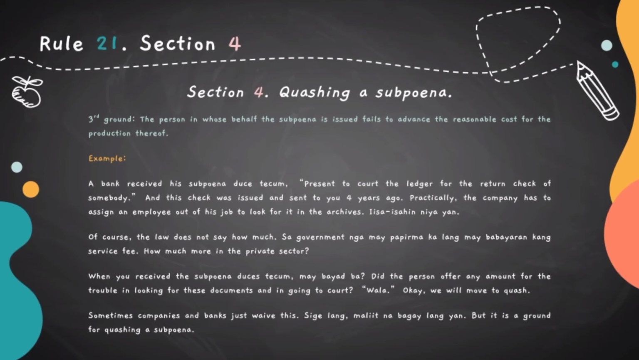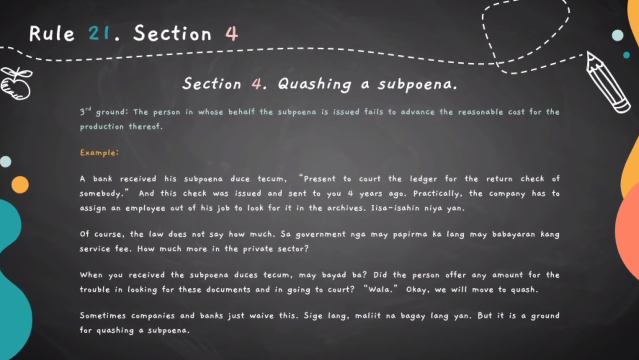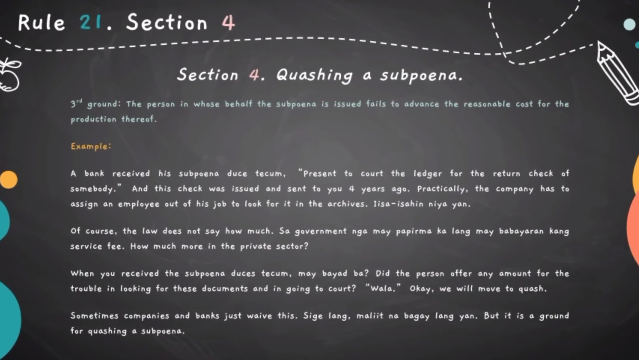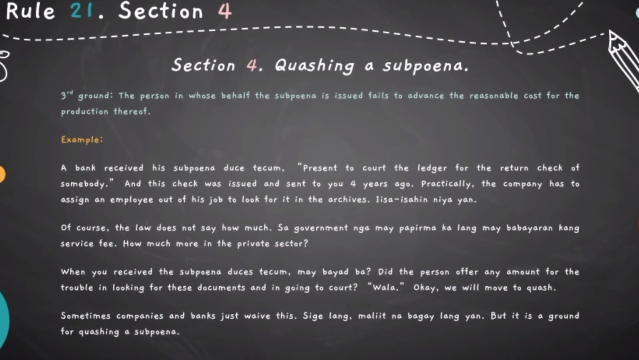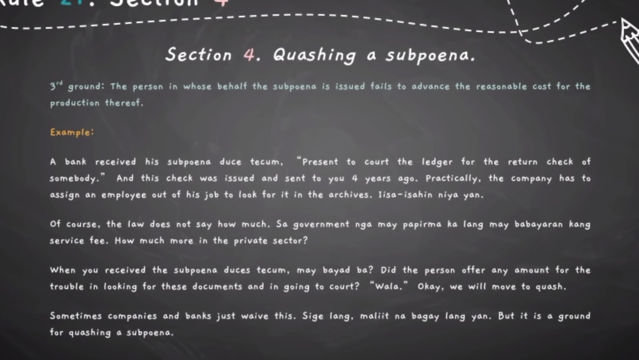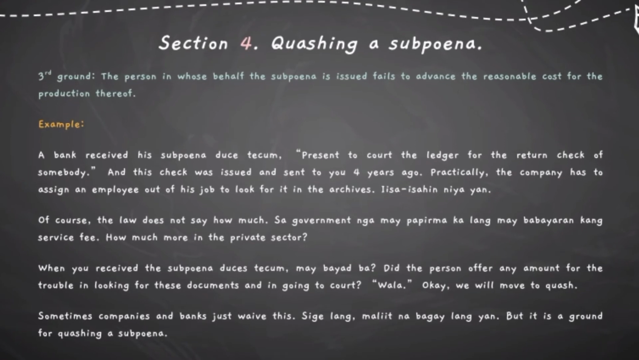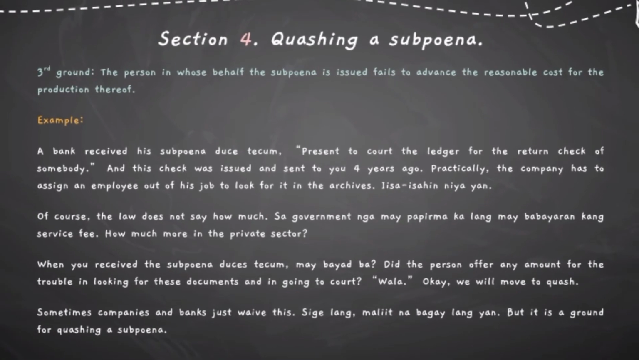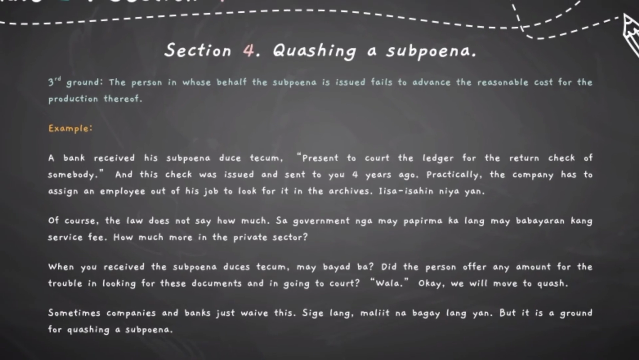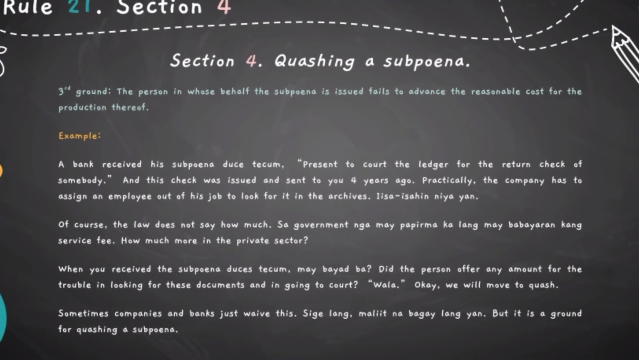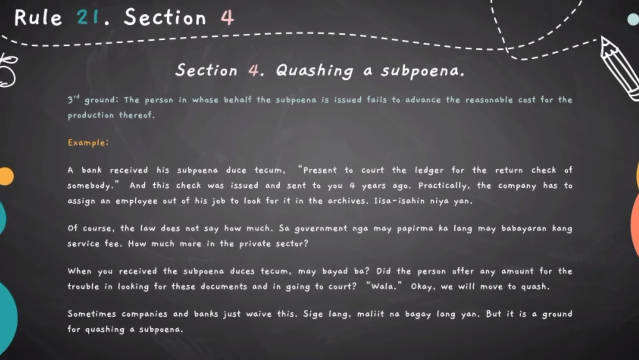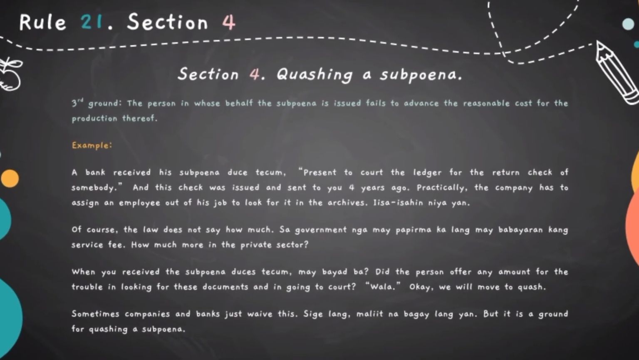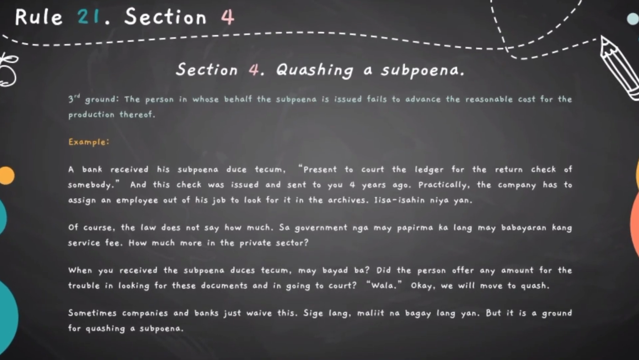Third ground. The person in whose behalf the subpoena is issued fails to advance the reasonable cost for the production thereof. Example. A bank received his subpoena duces tecum, present to court the ledger for the return check of somebody. And this check was issued and sent to you 4 years ago. Practically, the company has to assign an employee out of his job to look for it in the archives. Iisa-isahin niya yan.